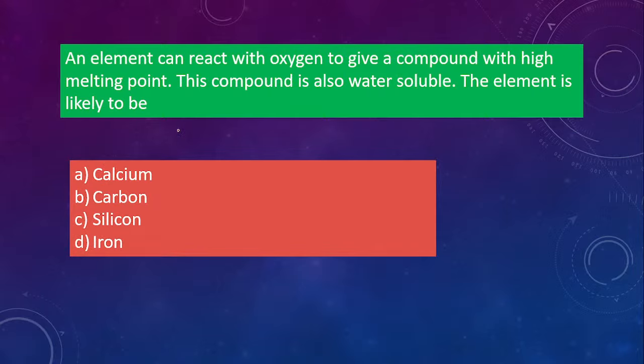Next one. An element can react with oxygen to give a compound with high melting point. This compound is also water soluble. The element is likely to be option A calcium, option B carbon, option C silicon, option D iron. ओके. एक एलिमेंट है जो ऑक्सीजन के साथ रिएक्ट करेगा टू फॉर्म अ कंपाउंड जिसका मेल्टिंग पॉइंट हाई है. ओके, एंड वो जो कंपाउंड है इट इज आल्सो वाटर सॉल्युबल. सो कौन सा होगा? वी हैव ऑलरेडी डन दिस टाइप ऑफ क्वेश्चन. कैल्शियम, कार्बन, सिलिकॉन, आयरन.